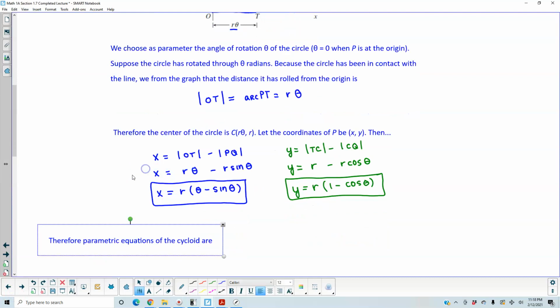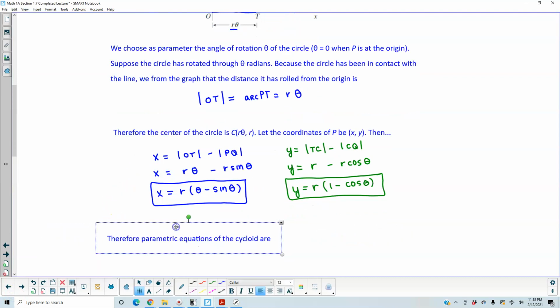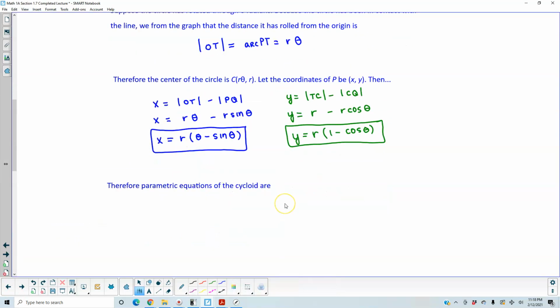And so therefore, the parametric equations of the cycloid are the following, and we can call this definition number 1. We know that x is going to equal r times theta minus sine theta, and y is going to equal r times 1 minus the cosine of theta, where theta can be any real number.